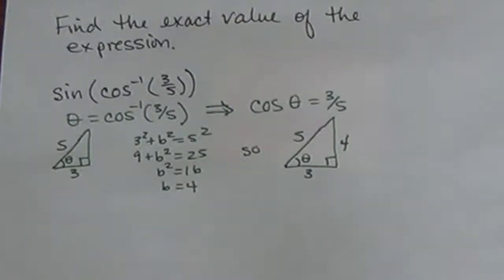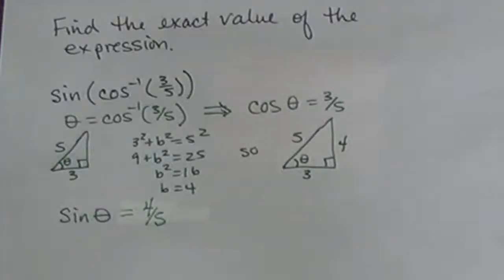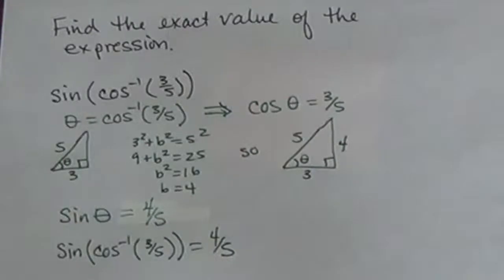So now that we know what the cosine inverse is, meaning that theta value, we can now find sine of theta. So our sine of theta will be 4/5, which just means that our sine of the arc cosine of 3/5 is just 4/5. Now notice in this problem, we were able to find the value of the composition without ever having to find the value of theta.